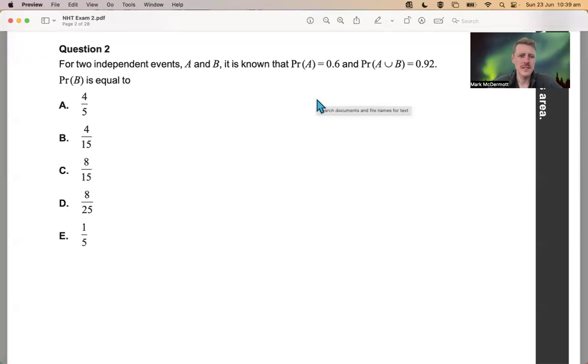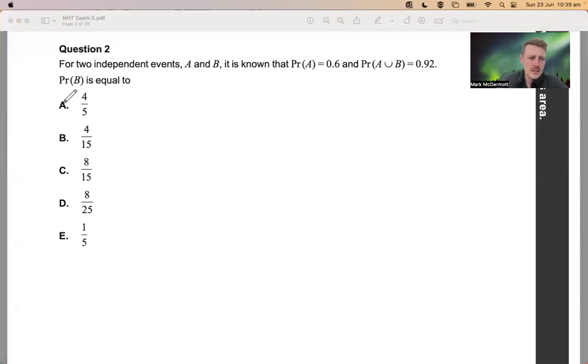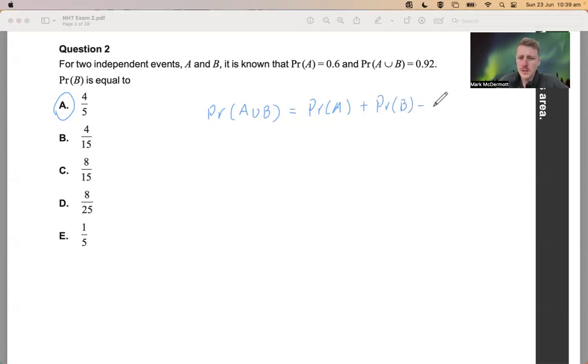For two independent events, A and B, it is known that the probability of A equals 0.6, the probability of A or B equals 0.92, the probability of B is equal to. I think the answer is A. And this is why I think that, because we have something in probability called the addition rule, which says that the probability of A or B is equal to the probability of A plus the probability of B minus the probability of A and B.